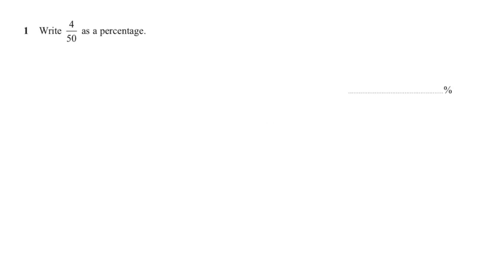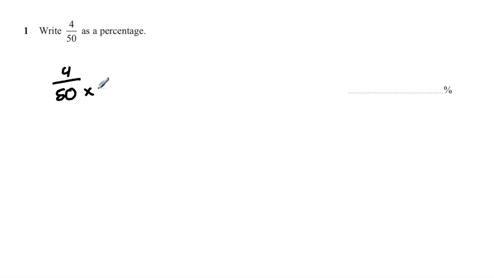Question 1. Write 4 over 50 as a percentage. To make life a lot easier for us, I'm going to change the denominator, which is currently 50, to 100. So whatever you multiply the denominator with, you need to multiply the exact same number with the numerator. So what we should have is 4 over 50.